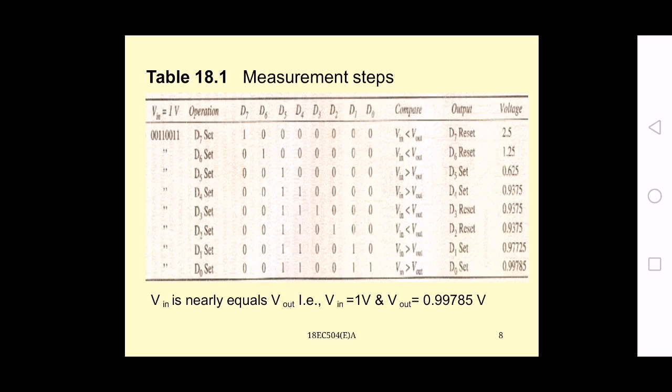Again 0.625 off will be added to the signal. Again V in is greater than V out, so D4 set will be retained and we get a value of 0.9375. So D4 is also set. So we now have 4 positions, 0 0 1 1.